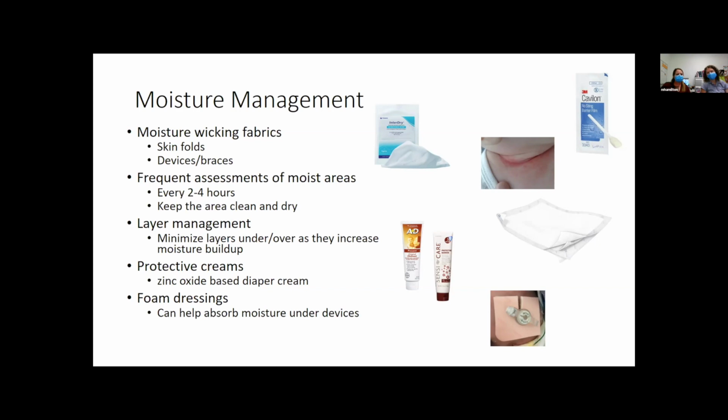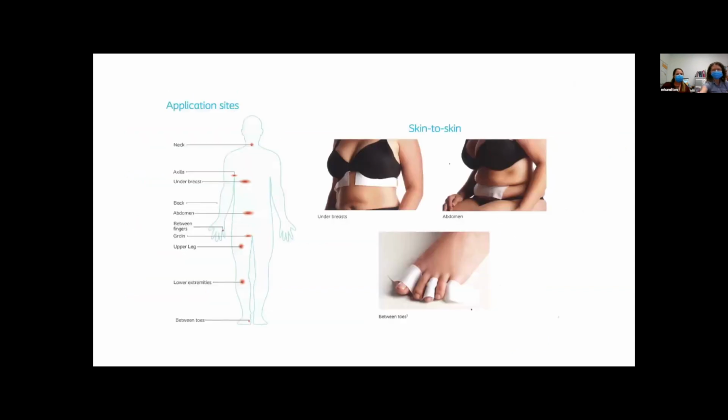You can use protective creams. We tend to recommend zinc oxide-based creams. You can get a variety of zinc oxide creams over the counter at the grocery store or through prescriptions, and those can help protect the skin. And then also, as Marie talked about, the foam dressings can be really helpful. This just shows a little bit of how to apply the moisture wicking fabric. It can be used creatively around tubes, in folds, in a variety of areas.